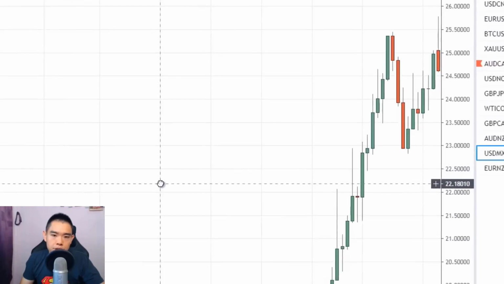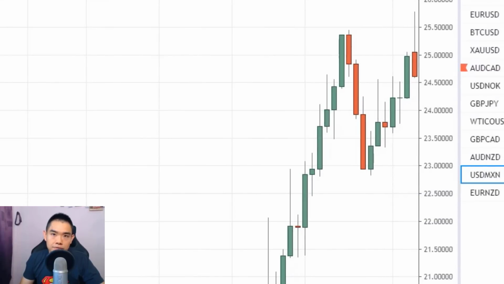So in this case, this false break is basically against the trend, but still is a valid setup. So as you can see, the trend is towards the upside. Price had a strong sell-off or a strong pullback.